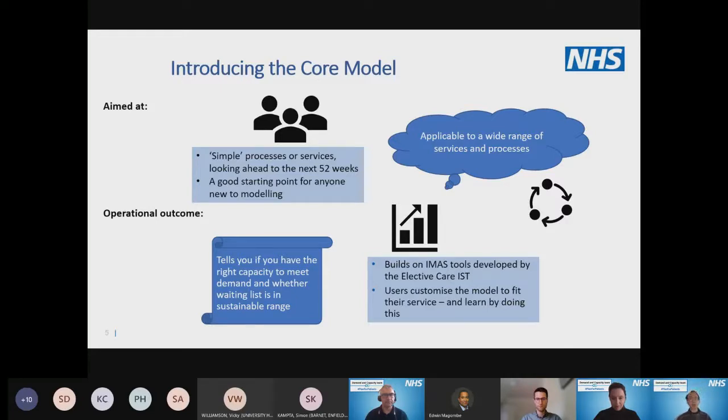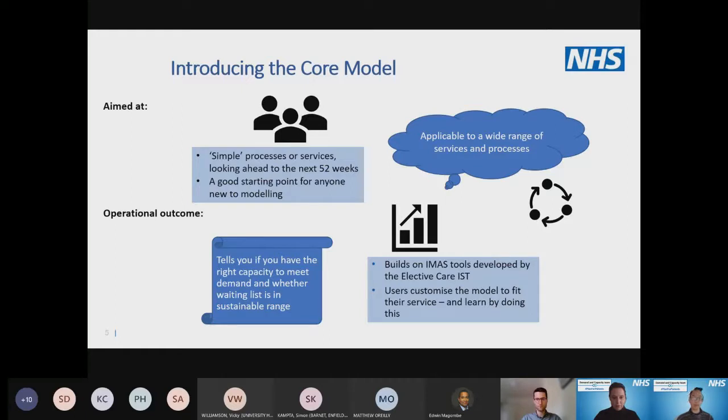This basically looks at high volume, low complexity cases. Typically, they're quite what we call, quote, simple processes, so there's not lots of multiple branching pathways coming out of it, for example. And we're looking at typically just the next 52 weeks. So this is a relatively operational type of tool that's used to help support your day-to-day planning effectively. Because it's looking at relatively straightforward processes, it's a good starting point for anyone who's new to modeling.